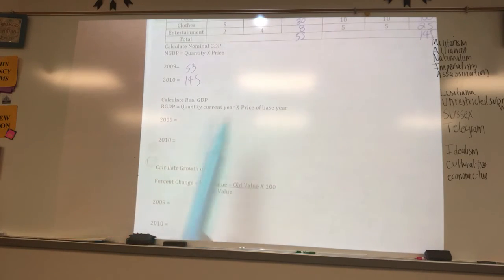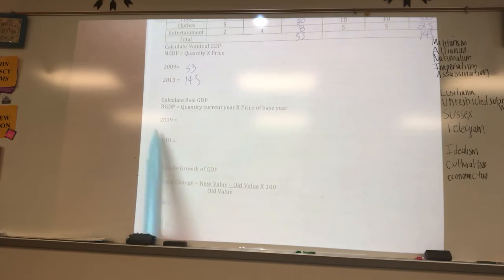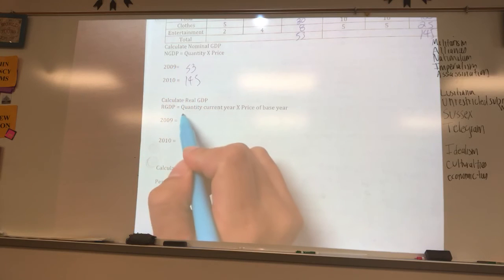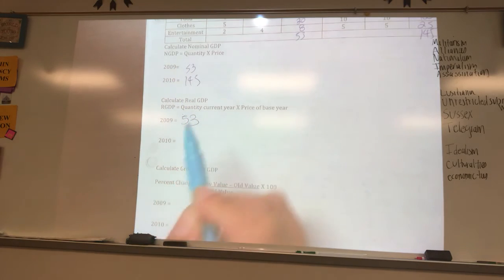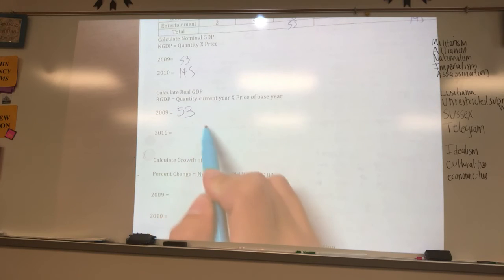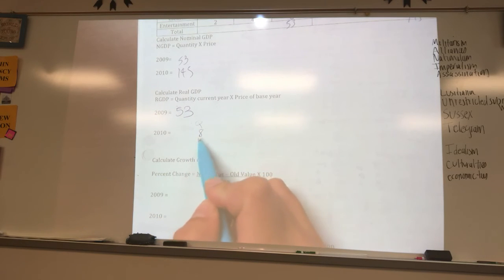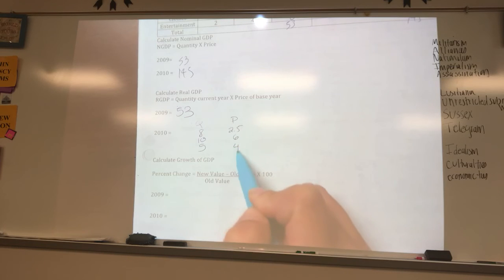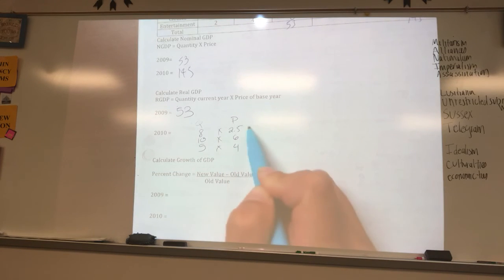You're going to calculate the real. You should already know the hint for the first year is going to be what? It's going to be the same as the nominal, so what's that number? So now all you need to do is take the quantity of the current year, which is what? 8, 10, and what? Times the price of the base year, which is what? 2.5, 6, and 4. Multiply those across and see what you get.